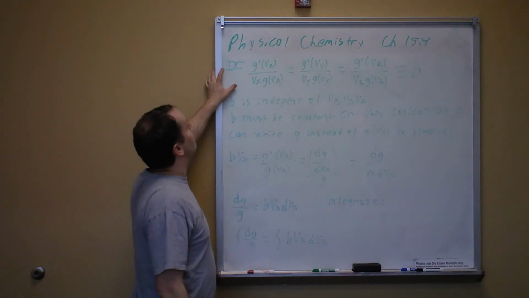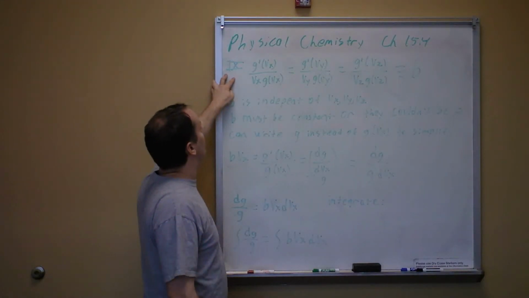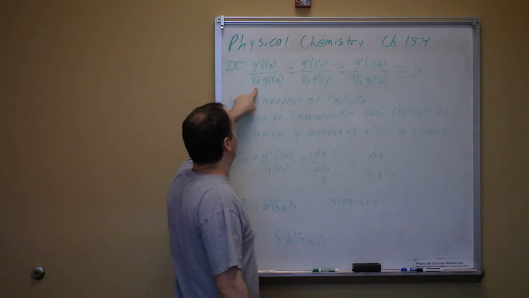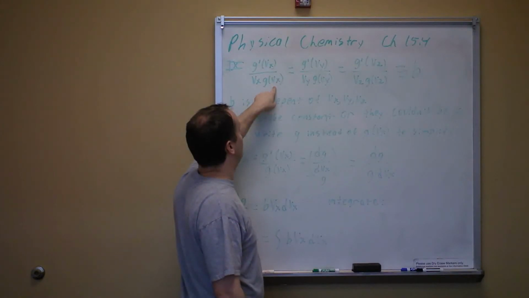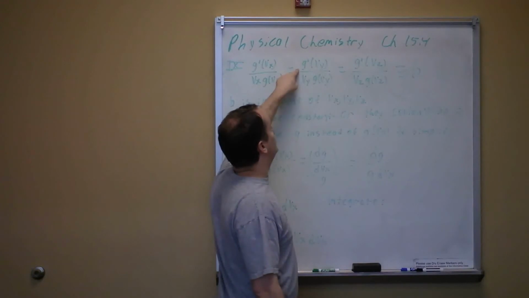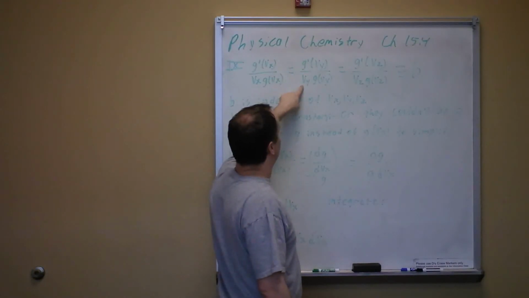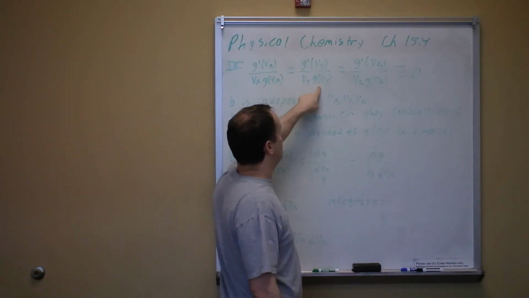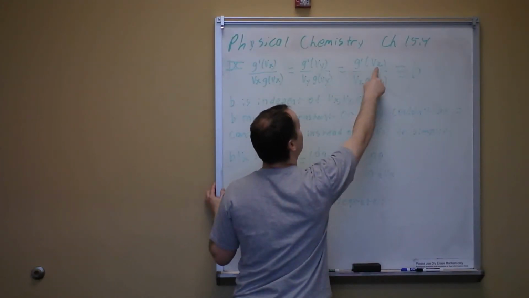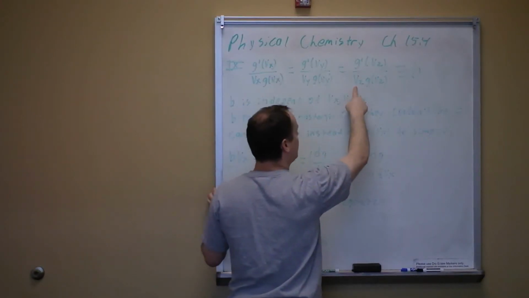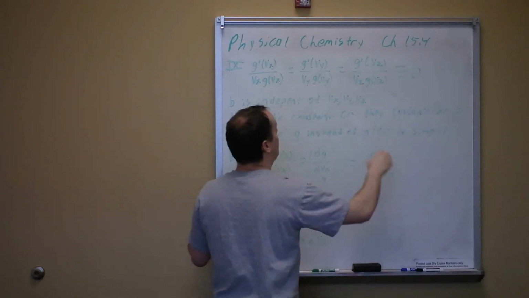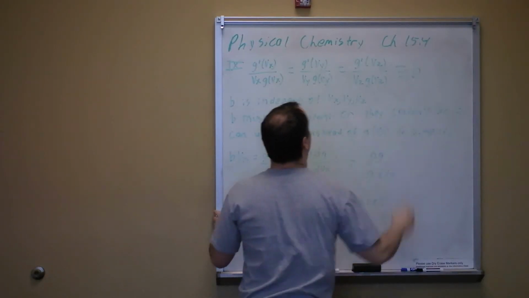Alright, so now using the previous 3 equations, we have equation 9. So we know that g prime of the x component of velocity divided by the x component of velocity times g of the x component of velocity is equal to g prime of the y component of velocity divided by the y component of velocity times g of the y component of velocity, which is also equal to g prime of the z component of velocity divided by the z component of velocity times the g of the z component of velocity. We're going to find that this is equal to b.